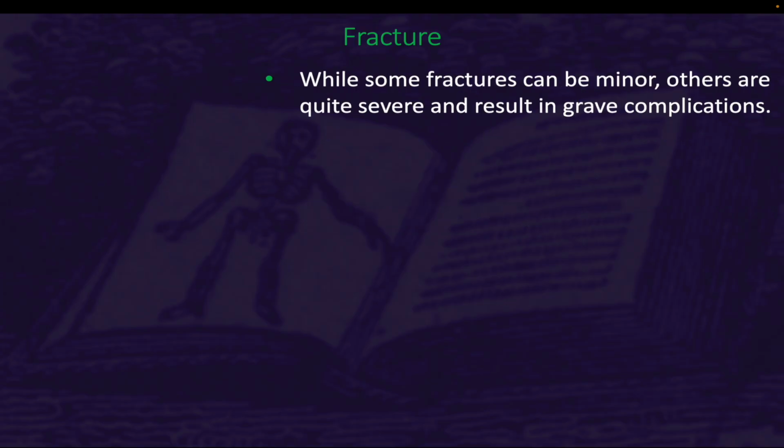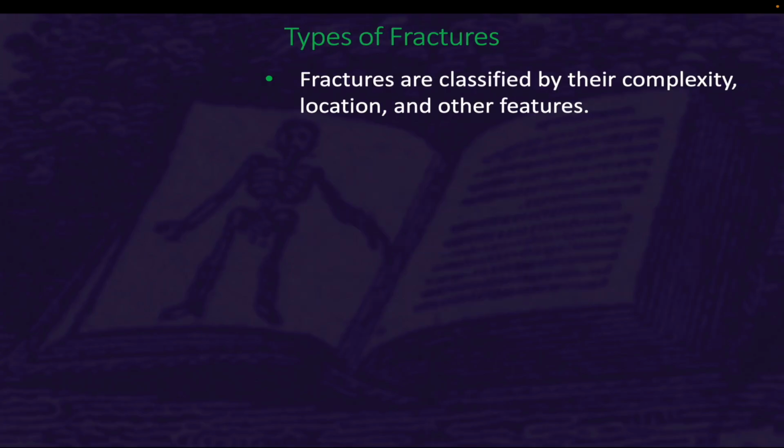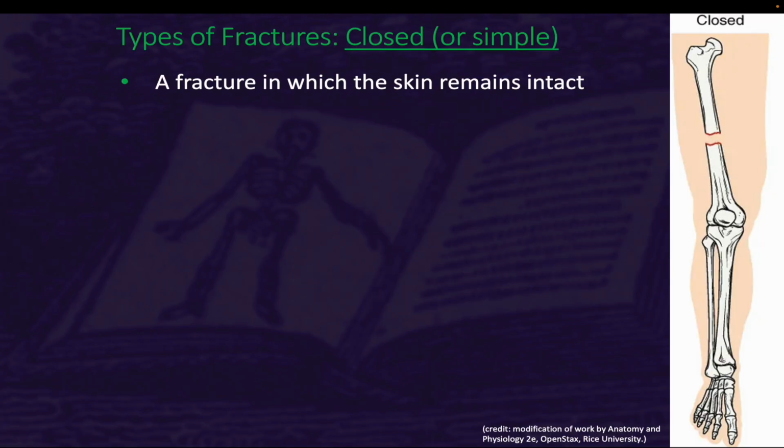While some fractures can be minor, others are quite severe and result in grave complications. For example, a fractured diaphysis of the femur has the potential to release fat globules into the bloodstream. These can become lodged in the capillary beds of the lungs, leading to respiratory distress, and if not treated quickly, death. Fractures are classified by their complexity, location, and other features.